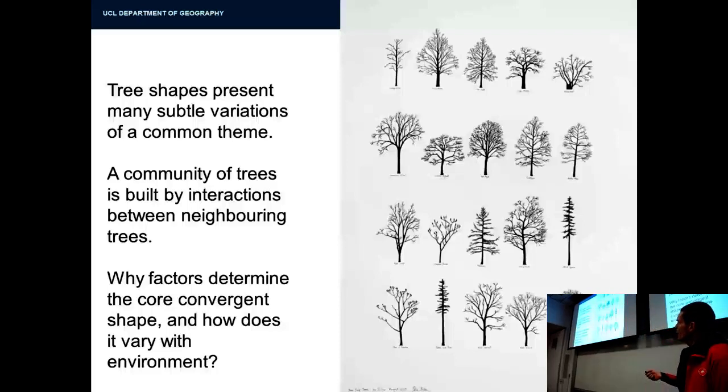So we see trees that are very plastic in shape. You can see an oak tree and it can take all sorts of different forms. And then there are other trees that have much more rigid forms, kind of conifer shapes. So what determines these things? What determines these standard properties? A community of trees is not just the function of an individual tree. It's how that tree grows in its wider environment. These are things that ecologists have been thinking about for decades.